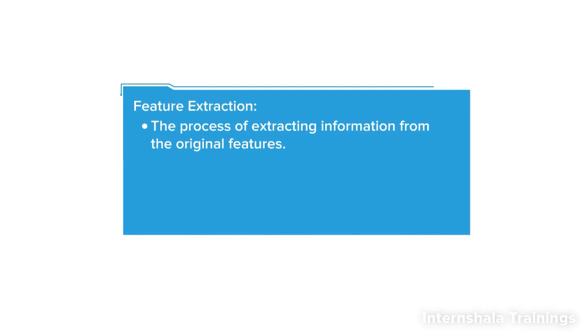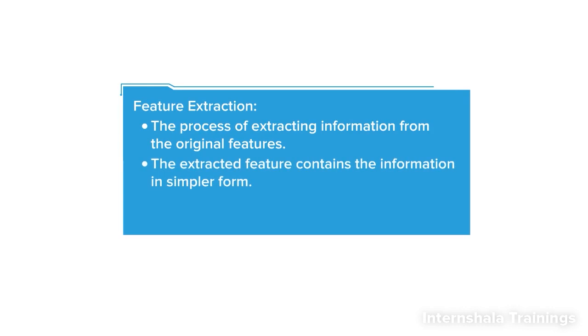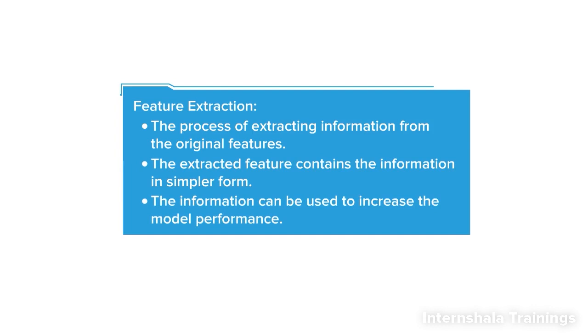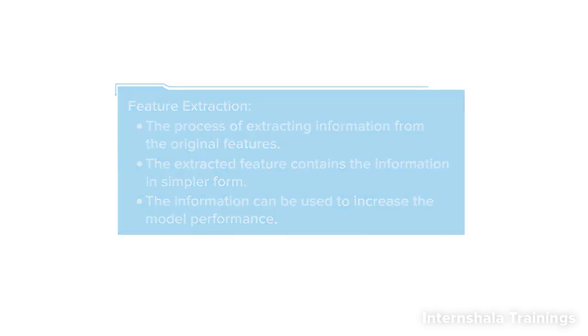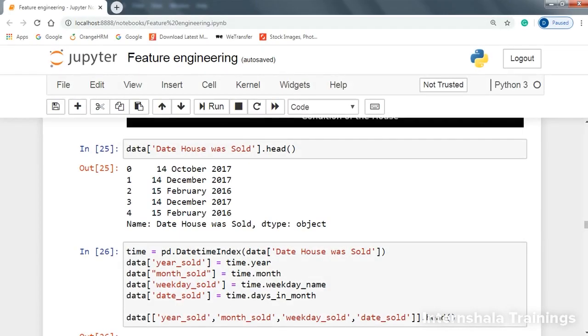Let's start with the simpler one between them, which is feature extraction. Feature extraction is the process of extracting information from the original features such that the extracted feature contains the information in simpler form, which can be used to increase the model performance. Let's look at some examples.